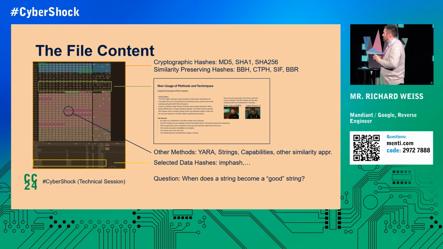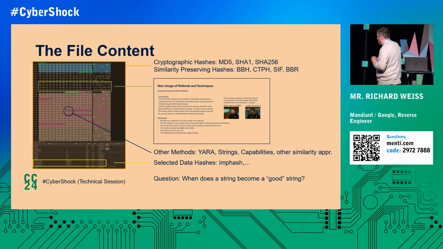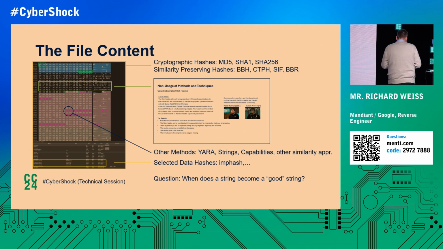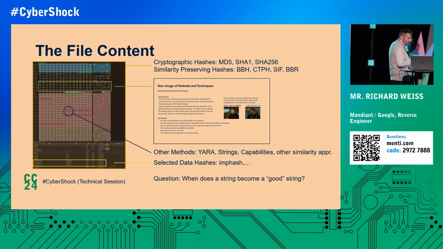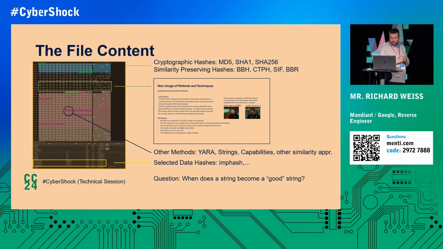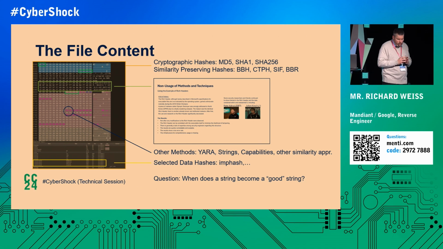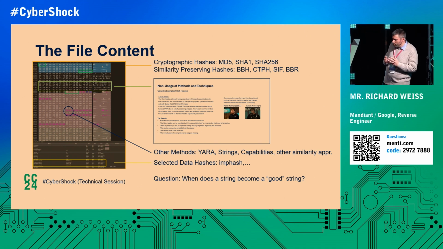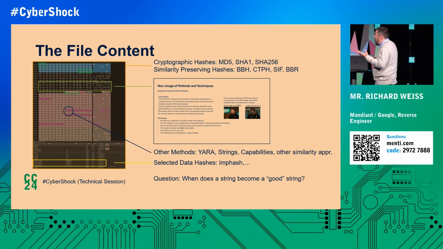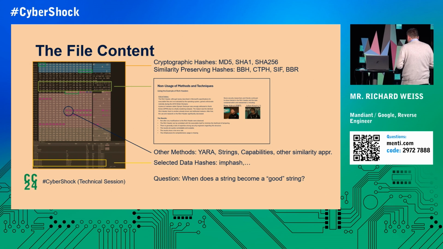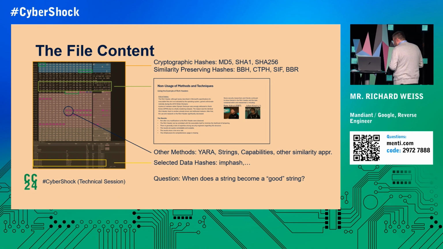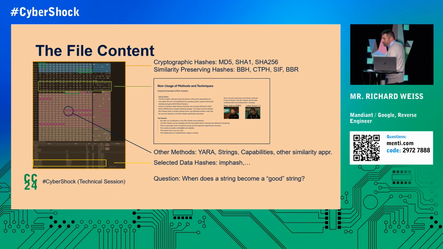We have, of course, cryptographic hashes like MD5, SHA-1, SHA-256, but we have also similarity hashes. Similarity hashes are organized in different categories like block-based hashing and context-triggered piecewise hashing. And the second one, one of the prominent or well-known mechanisms using CTPH, is SSDeep. But that is looking at the whole file.